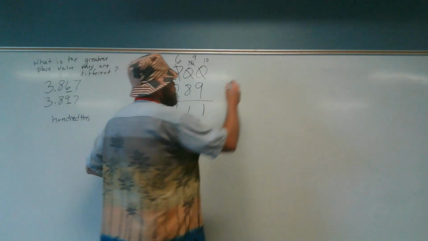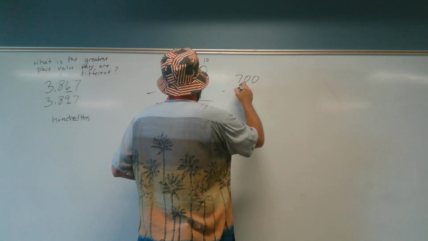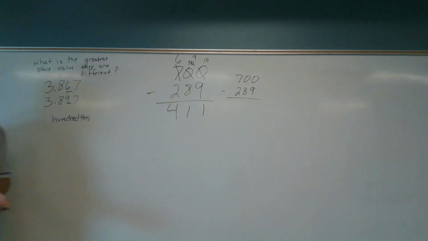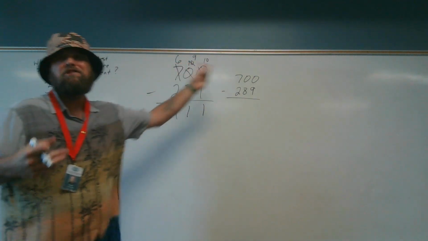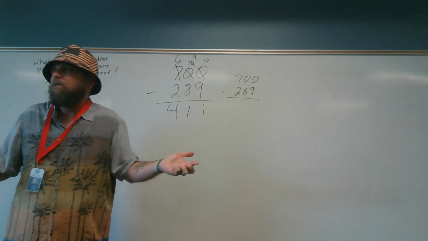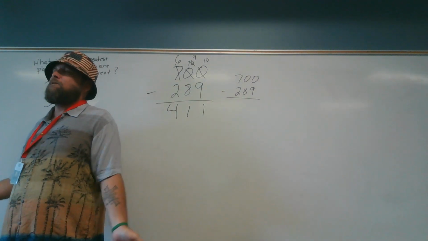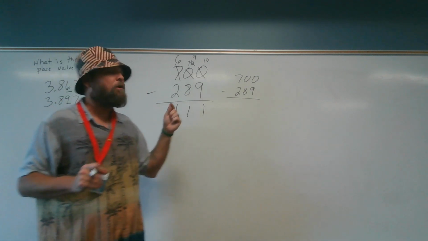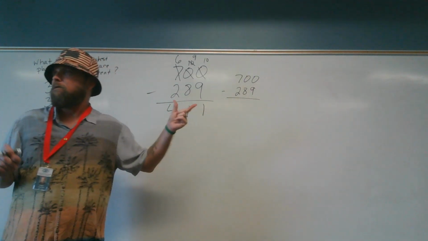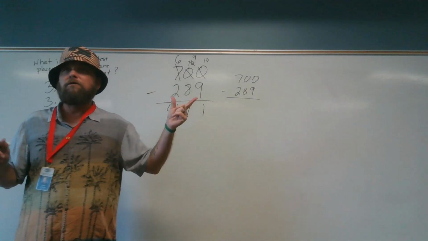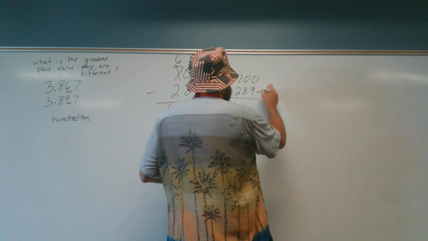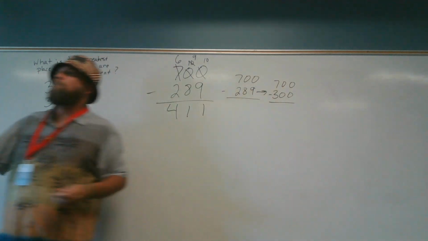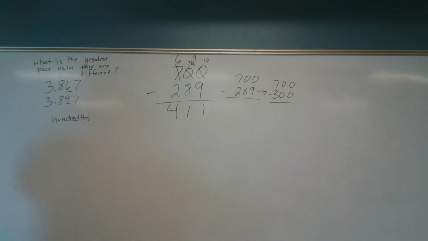Let's look at it two ways. If I have the number 700 and 289, let's estimate and see if our answer is reasonable. I don't want to change 700. That's pretty easy to subtract from, right? What would make 289 easy to subtract from 700 that's close to 289? I don't want to regroup. I could make 289 300. Therefore, I'm going to estimate to see if my answer is in the right ballpark.